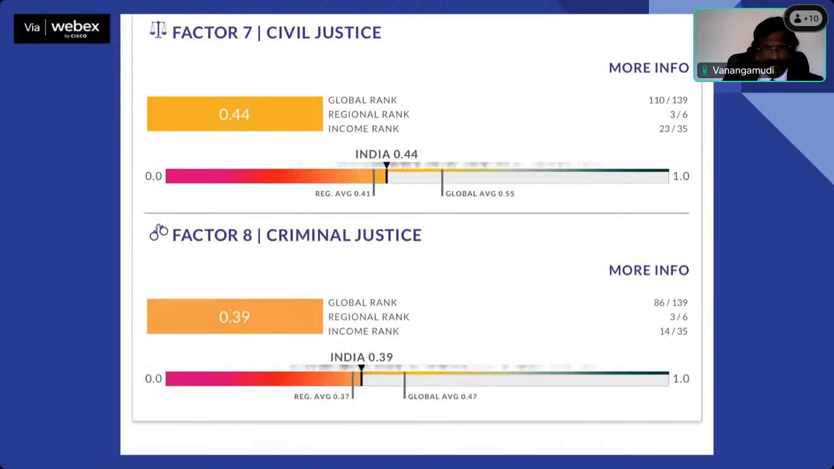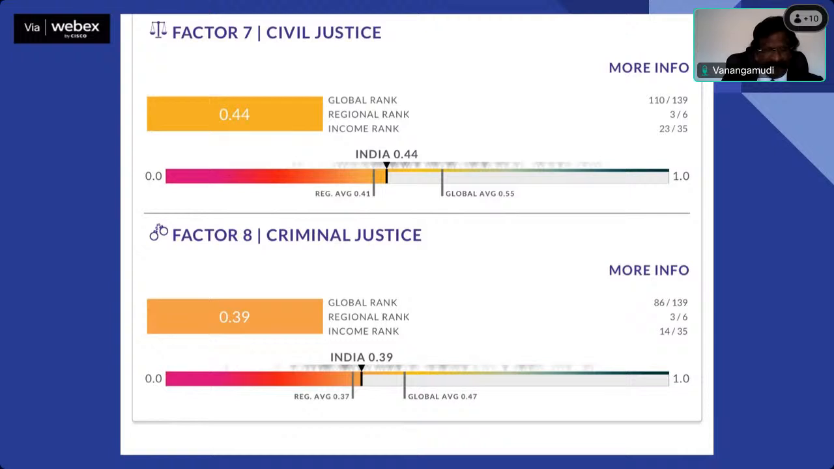It's a very important, interesting one: civil justice and criminal justice. In rendering civil justice, what is our position? Out of 139 countries, we are 110. Of 6 countries in the region, we are 3rd. Of 35 countries in the economic group, we are 23. See how they measured it. You can go deep into this: how civil justice is rendered, how it is defined, what the operational definition is. Similarly, for criminal justice, you can compare whether civil justice is better or criminal justice.